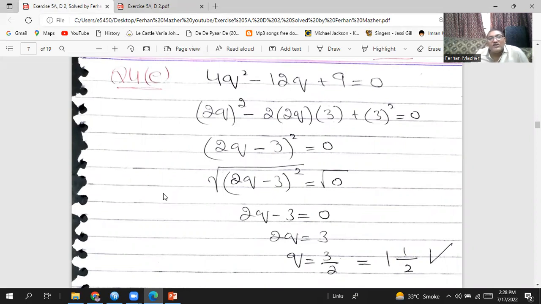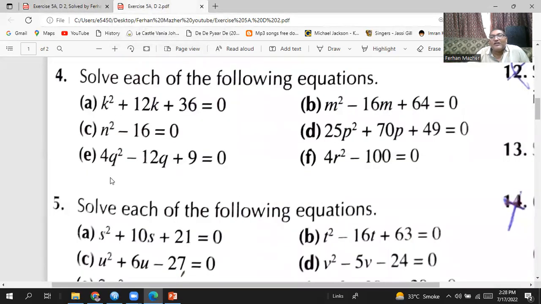So take the square root on both the sides. So 2q minus 3 will be equal to 0. So 2q will be equal to 3, and q will be equal to 3 divided by 2, which is 1 whole 1 by 2. There is a single solution. I have done the factorization with the help of the algebraic identity. We have practiced it in our last chapter, chapter number 4 of the D2.